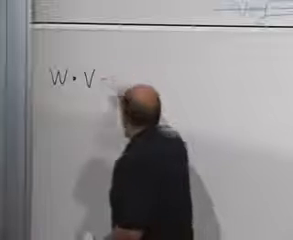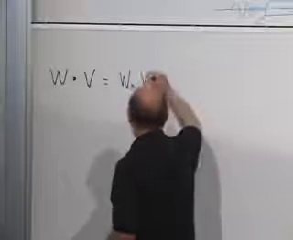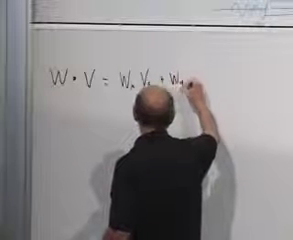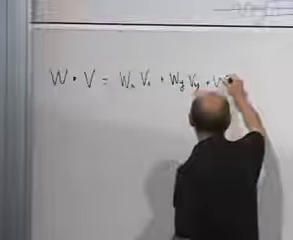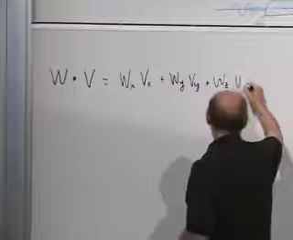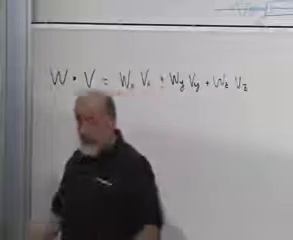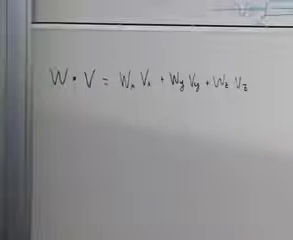What it stands for is the x component of W times the x component of V, plus the y component of W times the y component of V, plus the third term, which is similar. That's the meaning of W dot V, the standard old-fashioned dot product between vectors, which most of you have seen.